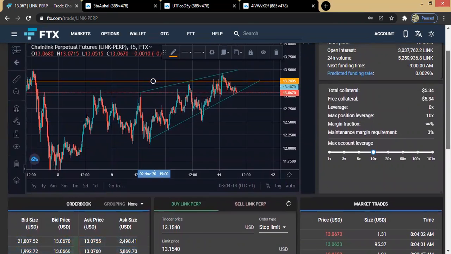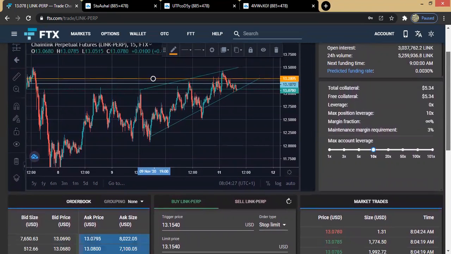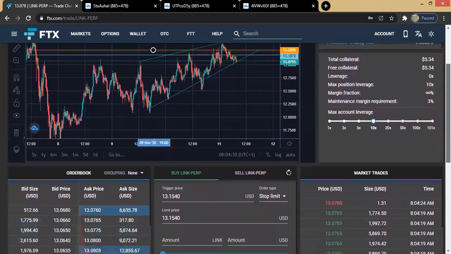At the trigger price, you want to buy at 13.1870. That is where we feel that if the price eventually crosses that, we start going up. So we want to put our limit price at 13.1870. Okay, so we come here and put 13.1870.